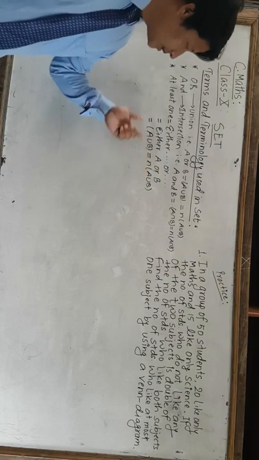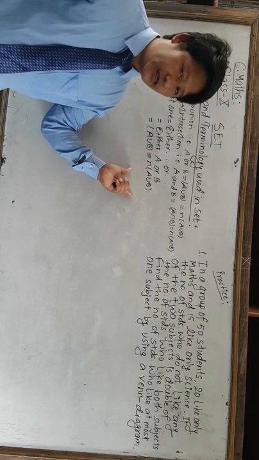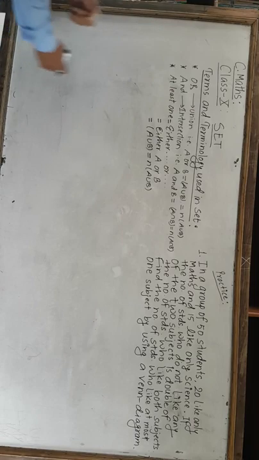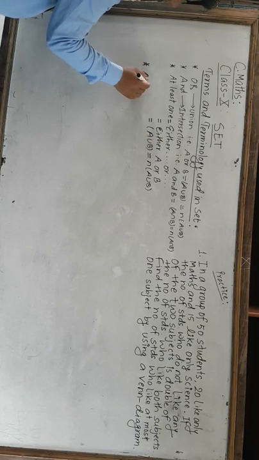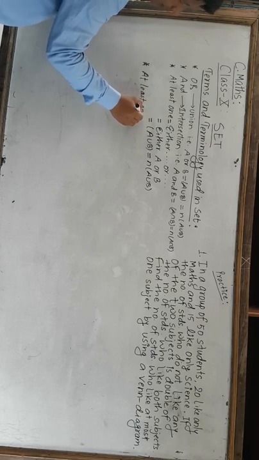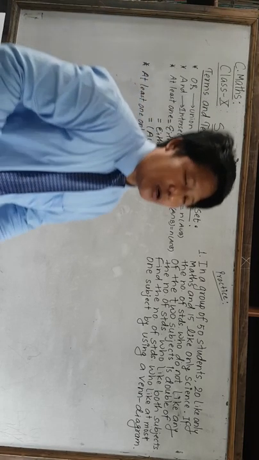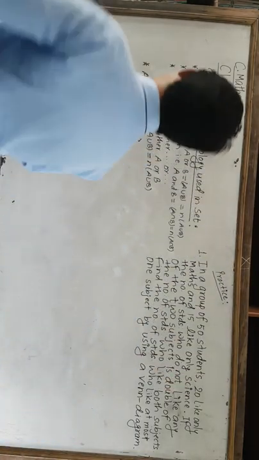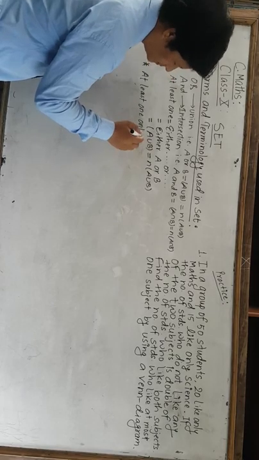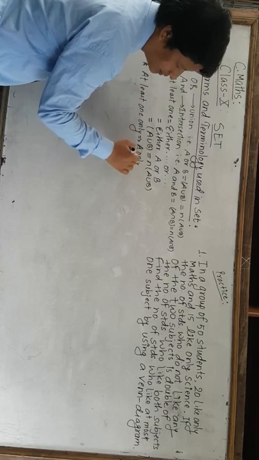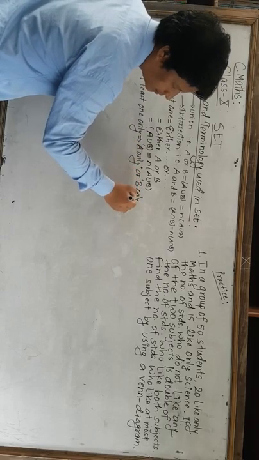In terms of elements, we can write A union B, or in terms of cardinal number, we can write n of A union B. Similarly, at least one only. At least one only means only one, not more than one or not less than one. We can take only one. So at least one only means A only or B only.